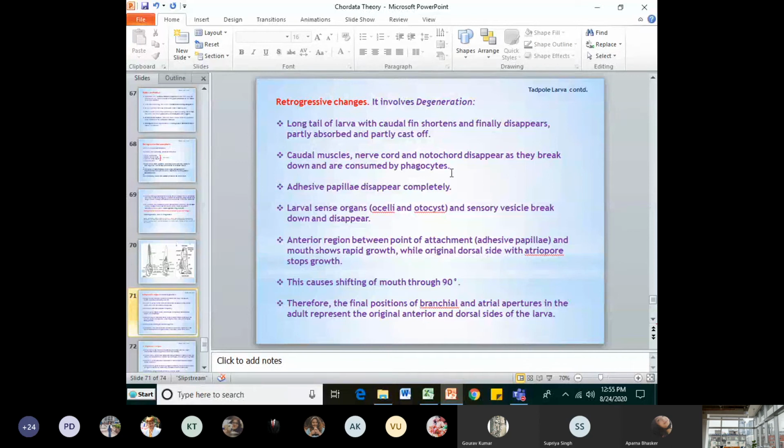So this is the way by which the cells are digested by the cells of the animal itself. So this is called phagocytosis. And you must have seen the larva actively moving its body in jerks, or you can say it was actively wiggling. This was happening because of the presence of the muscles in the caudal region. Then the adhesive papillae disappear completely.